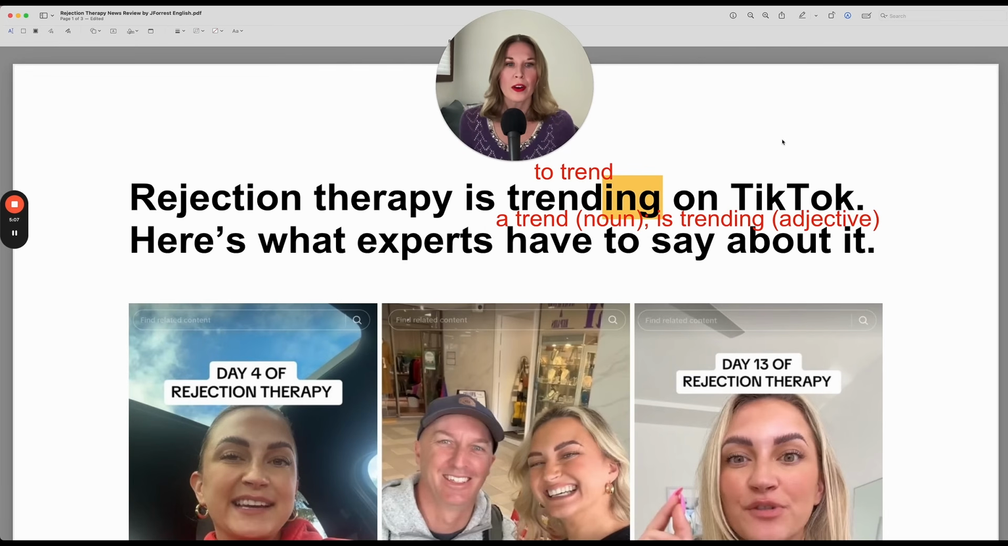All three are very common. You'll commonly see it as the noun form. So the noun is a trend. Rejection therapy is, you still need that verb to be, is a trend on TikTok. There's also an adjective form, which is trendy, to be trendy. So you still need that verb to be. Rejection therapy is trendy on TikTok. So there are three different forms.